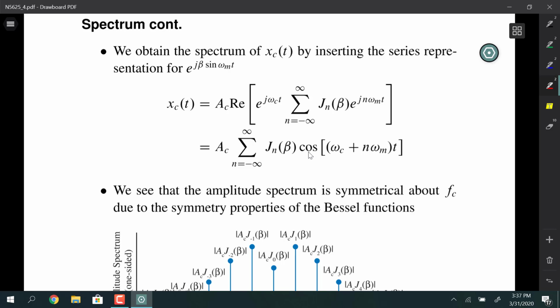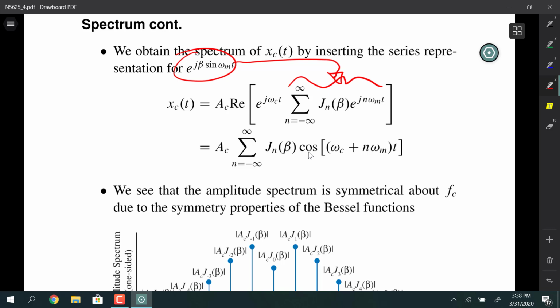What we've done now is we've replaced this e to the j beta sine omega m, that's our sinusoidal angle modulation, by this double-sided sum of basis functions e to the j n omega m, as used in any Fourier series representation, and the Fourier coefficients are the J n of beta. And then if we go ahead and combine the exponentials together and take the real part, we get the cosine.